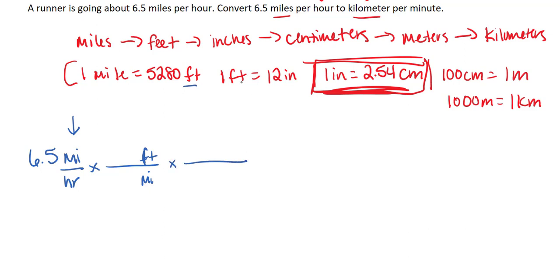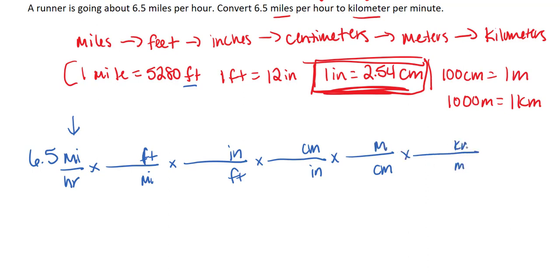And think about it this way. Then we need to put the feet on the bottom to cancel out these feet, so we'd put the inches on the top there. And to cancel inches, we put that on the bottom and put centimeters on the top. Then we put centimeters on the bottom here to cancel these out, which gets to meters. And then meters to kilometers.